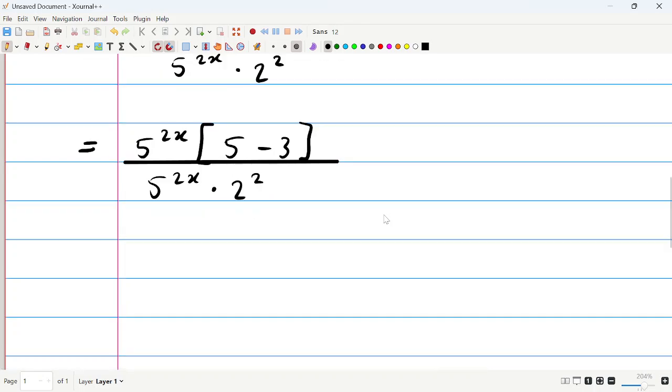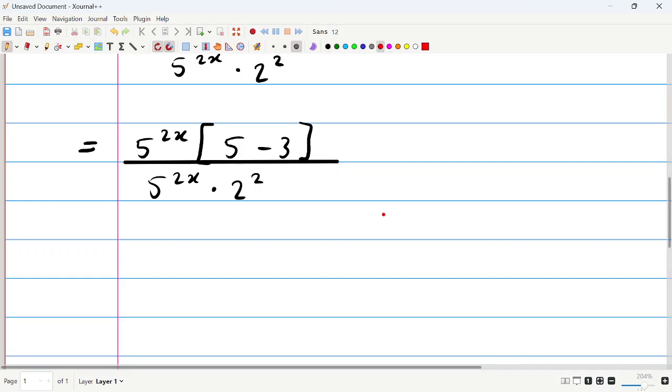Okay, so let's continue. Do you notice that we can cancel these out? You could do exponent laws and do all of that, but that is a very unnecessary step in this situation. You can do it if you want to though. But right now, do you notice that we can cancel out the 5 to the power of 2x now?